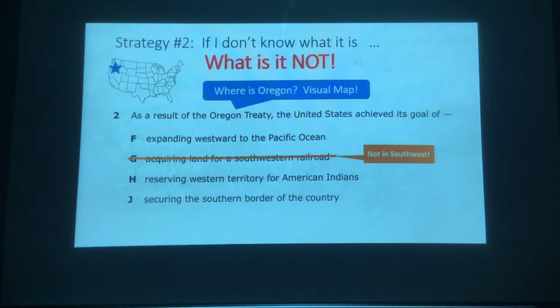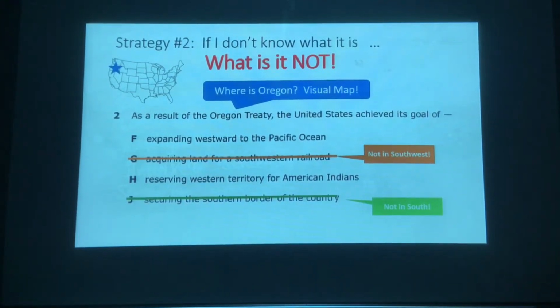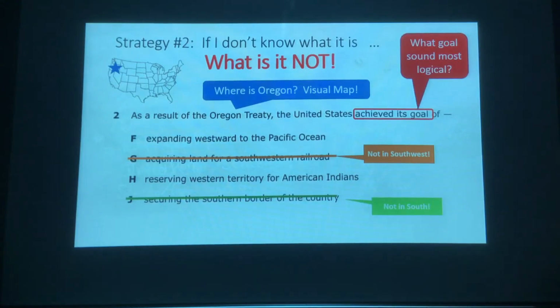Obviously, Oregon is not in the southwest part of the United States, so we're going to eliminate that answer. Next, it wasn't on the southern border of our country because Oregon is not in the south. So now you've eliminated it to 2 answer choices. So what goal sounds most logical? Expanding westward to the Pacific Ocean or reserving a Western treaty for the American Indians? Then we can eliminate one more answer and center on F as being the best answer.